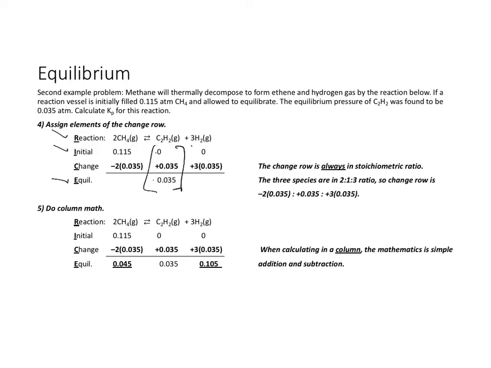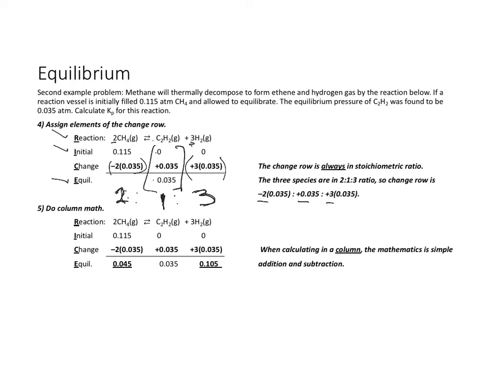Now, because 3 hydrogens are produced for 1 C2H2, the change element for H2 is 3 times 0.035. The coefficient on CH4, it's a 2 to 1 to 3 ratio. This is 2 times 0.035. Notice again, my change row is always going to be in stoichiometric ratio. In this case, 2 to 1 to 3. And so my change row elements are 2 to 1 to 3 times 0.035.